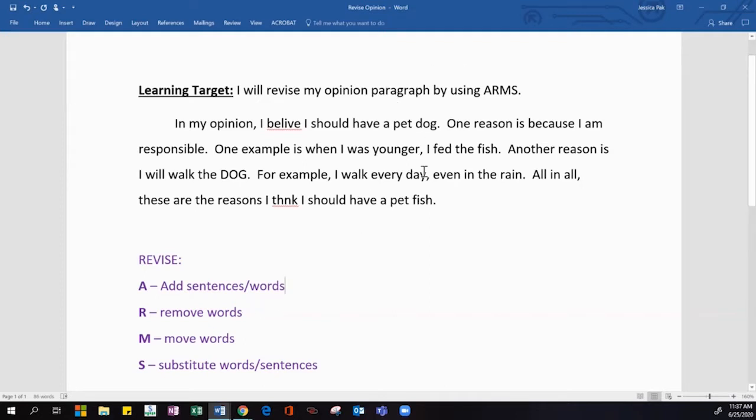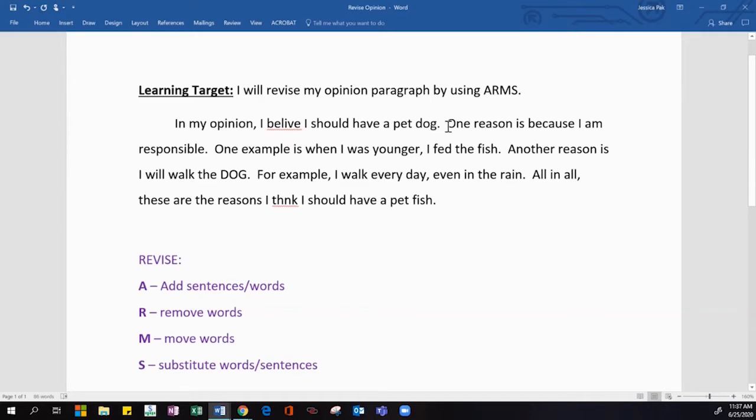So I want to revise this paragraph. Again, this is exactly what I did yesterday in the graphic organizer. These were just separated out. This was the O, this was the R, this is the E. See how those words are all still there? I just typed it up.